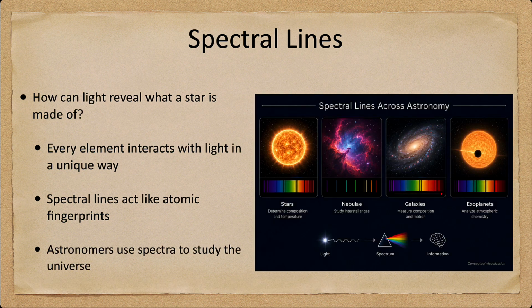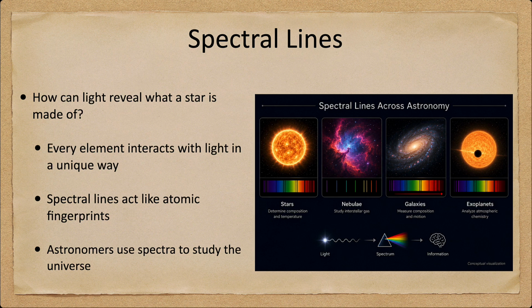In each case, the underlying idea is the same. Scientists collect light, identify spectral lines, and interpret what those patterns reveal about the source. The methods change very little. The objects being studied may be vastly different, but the physics remains the same.